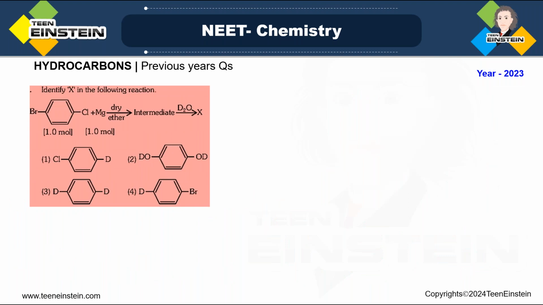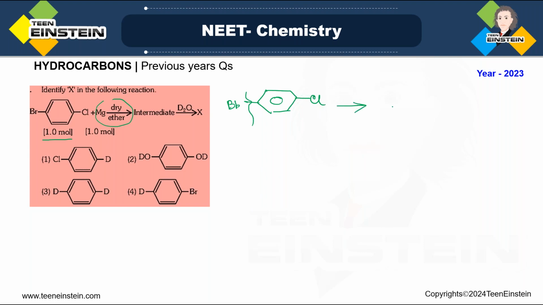Identify X in the following reaction. You have started with 1 mole of a benzene ring where at the 1,4 positions you have chlorine and bromine. You are treating it with magnesium in the presence of dry ether. Now this type of reagent combination is obviously for Grignard reagent preparation. Now the question arises: I have a benzene ring where on both sides there are two halogens. With which halogen will you actually make the Grignard? Basically it is the C-Br bond. In between these two, Mg will be inserted, not C-Cl, because breaking the C-Br bond is comparatively easier than breaking the C-Cl bond.